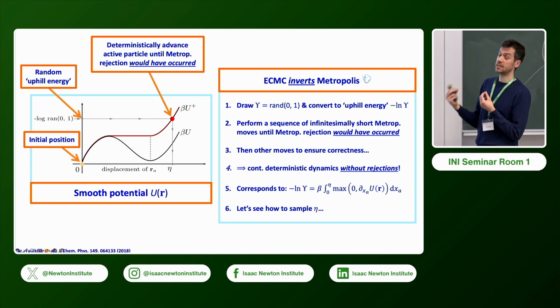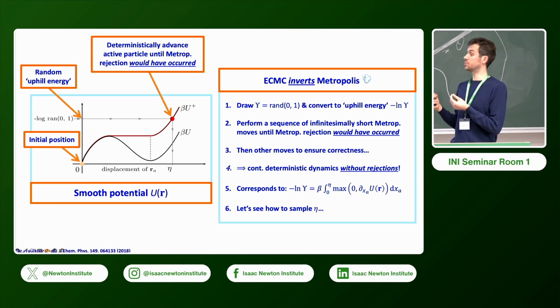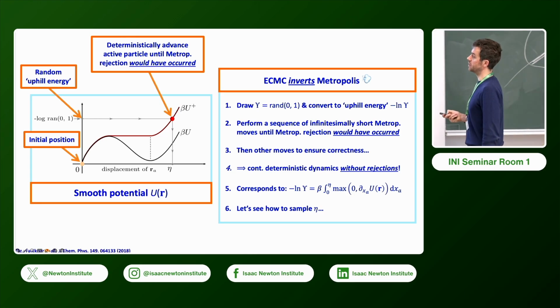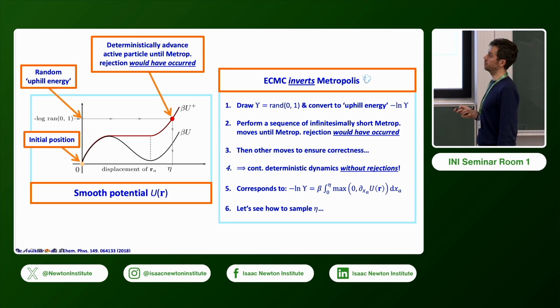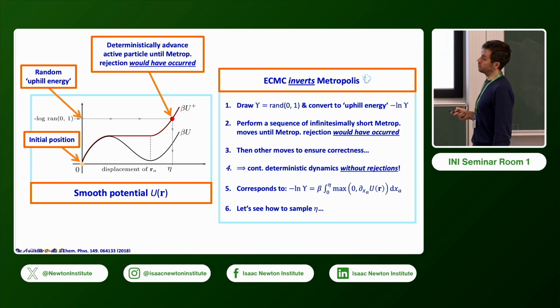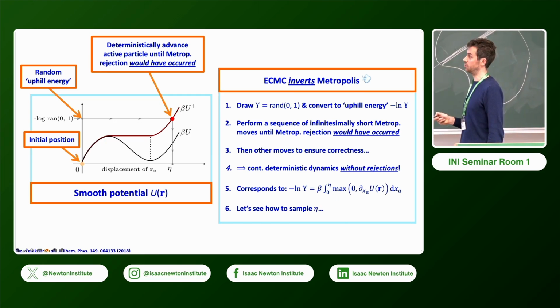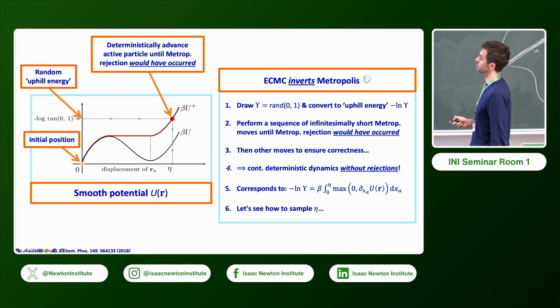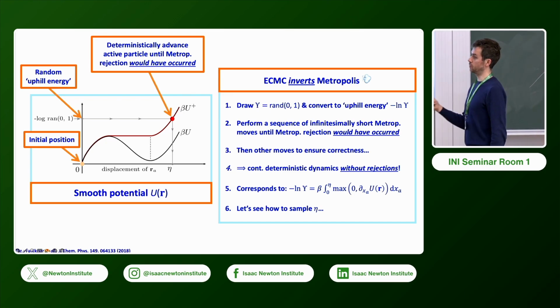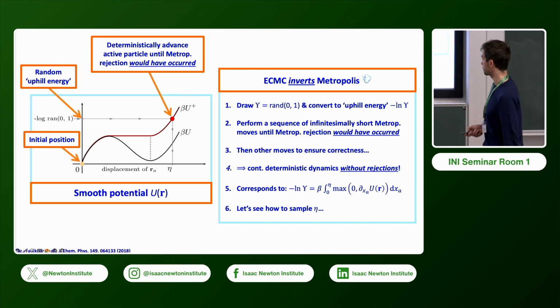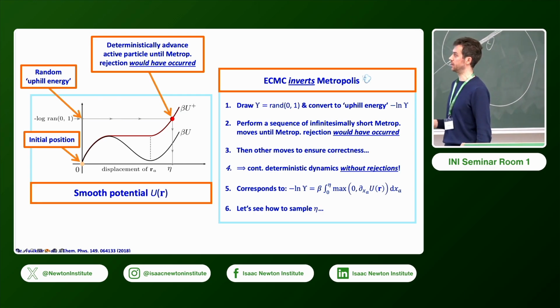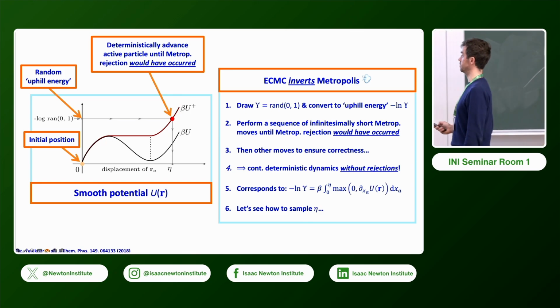We then perform a sequence of infinitesimally short Metropolis moves until the first point at which a Metropolis rejection would have occurred. So we're in the same initial position here, we've drawn our random number, we've converted it into uphill energy. We then make a sequence of infinitesimally small moves moving up the potential. This is using up our uphill energy. We then move downhill for free because Metropolis moves are free when you go downhill. So this brown line is flat, and then we start moving uphill again until we've used up all the uphill energy. And this tells us the total displacement eta that we can move through in the original state space. And then there are some other moves that happen at these events once we've moved through eta that ensure correctness. And this results in continuous deterministic dynamics without rejections.